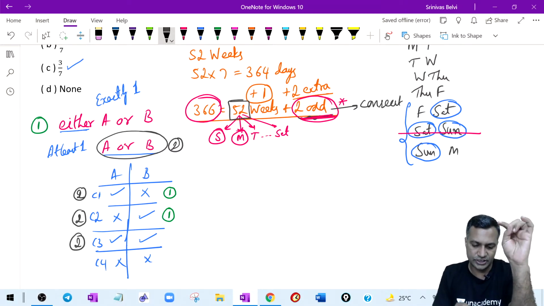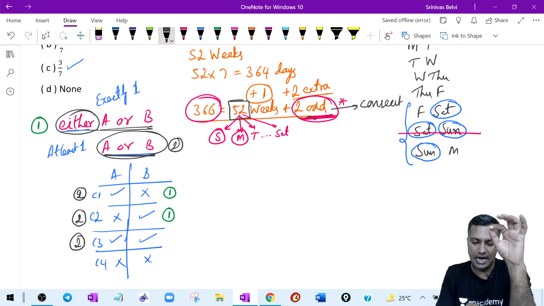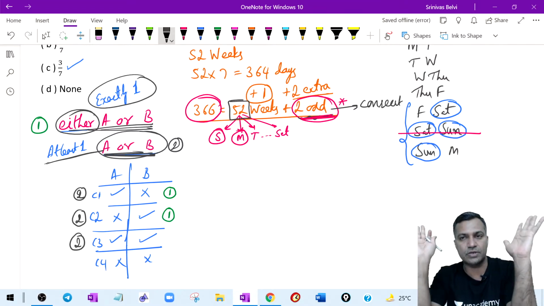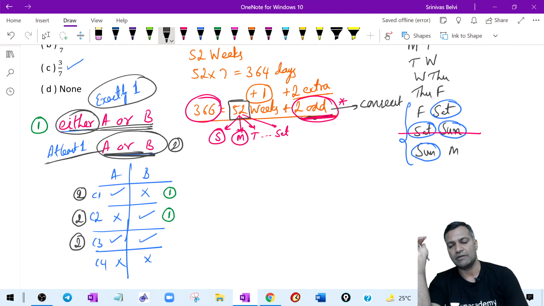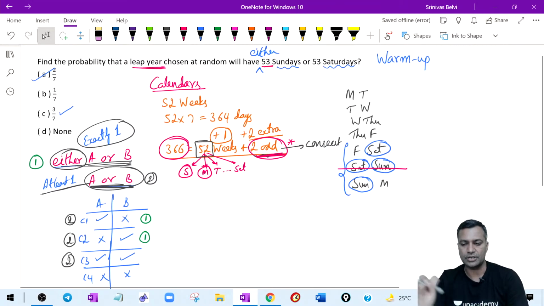Be mindful. Check whether either has been attached or not. Is it simply A or B, or is it either A or B? The difference is, either A or B means exactly one. A or B means at least one. Comfortable? Everybody clear about this? Is the question clear, everyone?